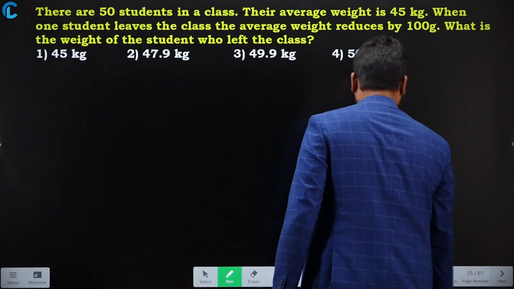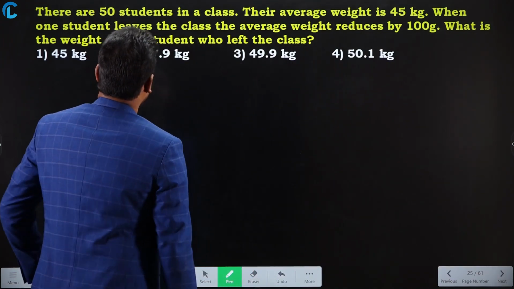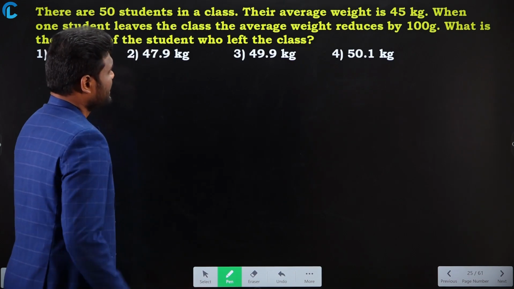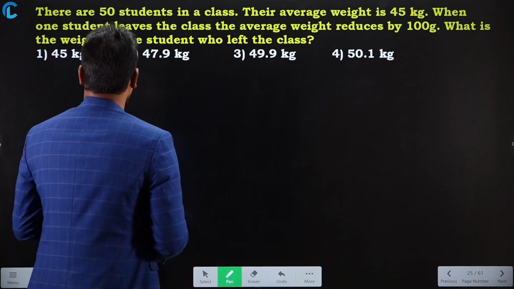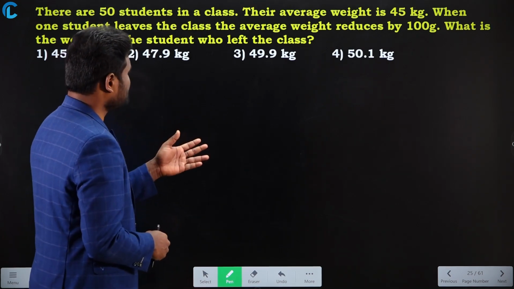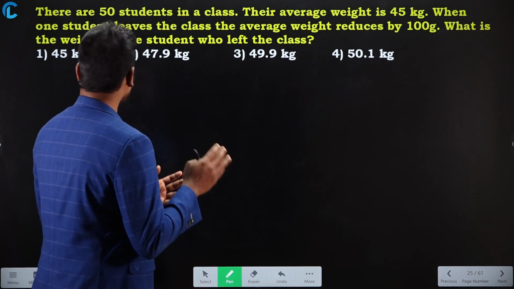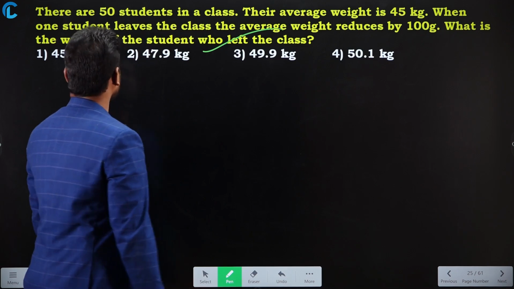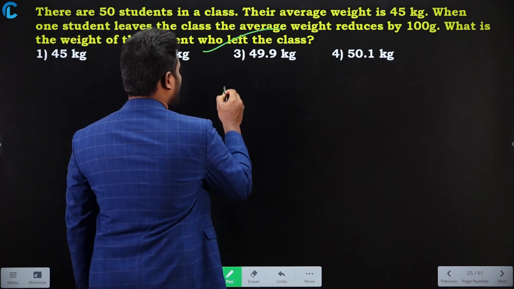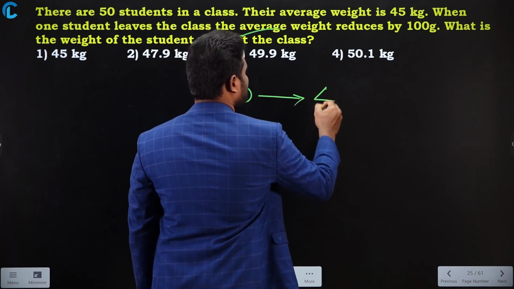Okay, let us look at the next question. What is the next question? There are 50 students in a class. Their average weight is 45 kg. When one student leaves the class, the average weight reduces by 100 grams. What is the weight of the student who left the class? Now simple question, even this one. Initially there are how many students? 50 students. Now for these 50 students, average weight is how much?